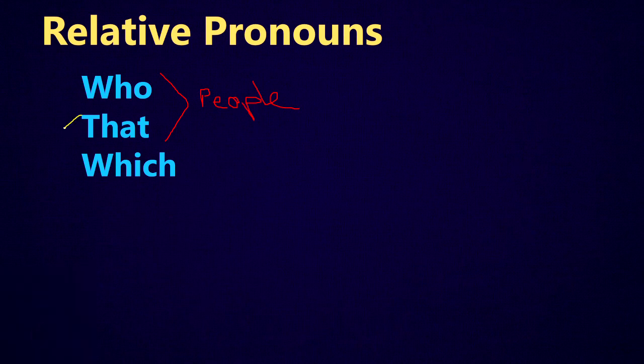That and which we can use for things. So if what you're describing is a person, you can say who or that. If it's a thing, then we can say that or which.